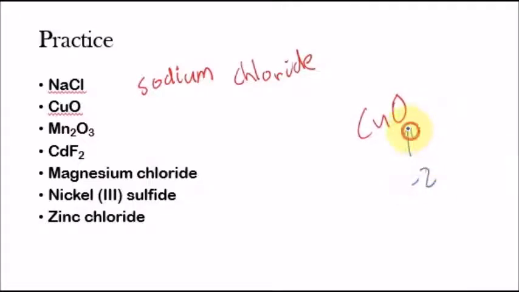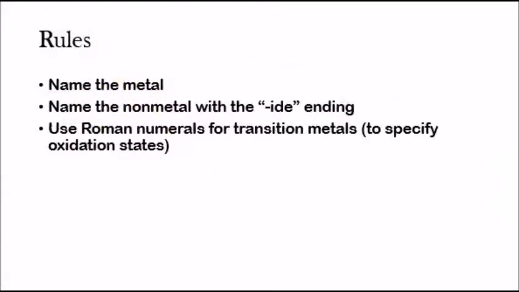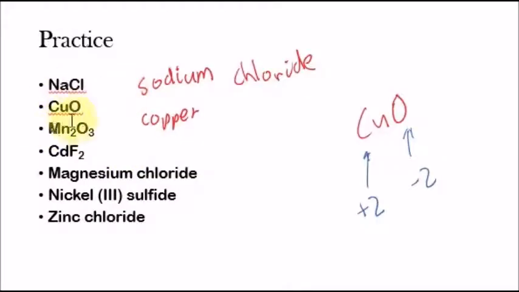And all compounds are electrically neutral, so that means the copper has to have a +2 charge. So when we name this, we're going to have to write copper, again, because our first rule says right here, name the metal. But then since copper is a transition metal, we're going to have to specify the oxidation state using Roman numerals.